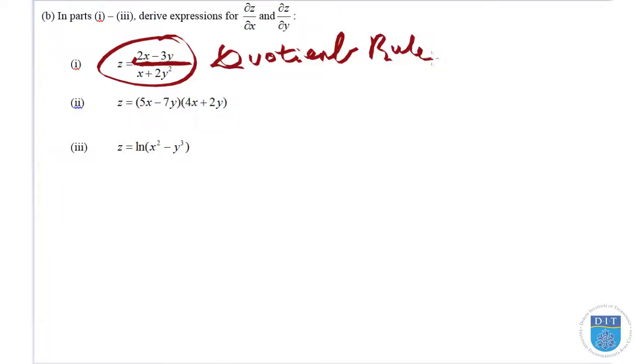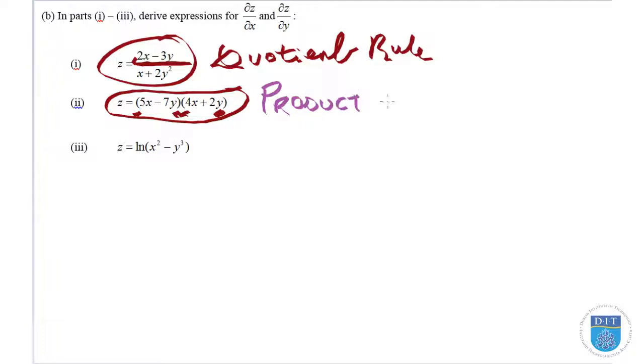For the second one, another big tip would be two brackets beside each other. If you want to put it like this, one thing by another thing, or one expression of x and y multiplied by another expression of x and y. For that one, that must be the product rule. Product is a big word for multiplication.